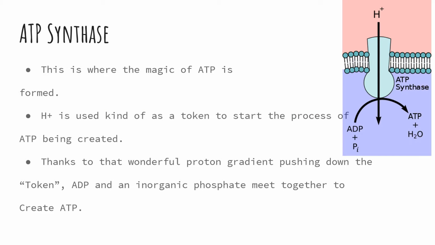All right, now we get to talk about ATP synthase, and this is where the magic of ATP is formed. So hydrogen is like this little token, and it goes down the little chute, and it sees ADP and an inorganic phosphate, and it's like, guys, you guys should totally hang out. And they're like, yeah, we totally should. So then they get together, and that is how ATP is formed. And this is just a glorious thing, and ATP is just so beautiful because without it, we would not really survive.